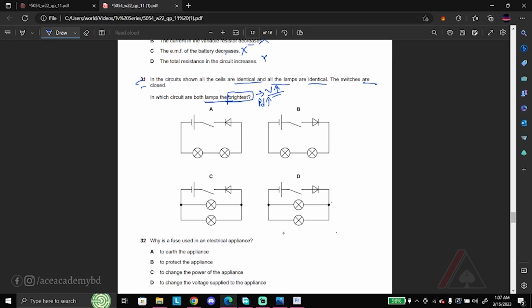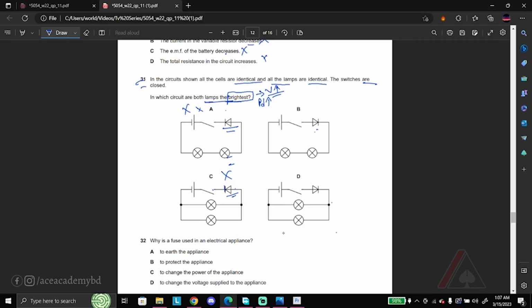Okay, so right off the bat we can cross A and C out because the circuit won't be completed because of these diodes, which are placed in the opposite direction, so they are reverse biased. They should have been like this for the current to flow through the circuit, and because of this reverse bias direction, the current won't reach these lamps. So these two will be crossed out at first. Now let's compare between B and D.